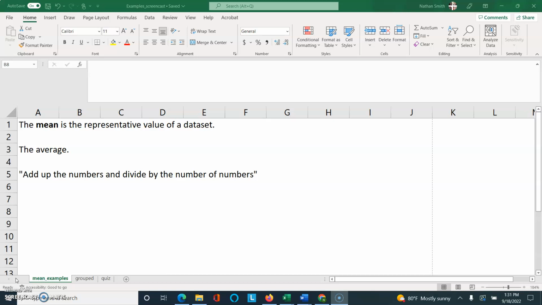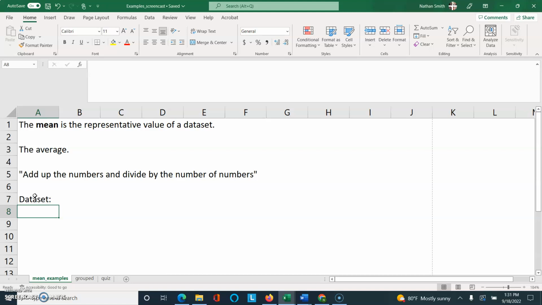So what is this concept that we call the mean? The mean is really just the representative value of a given data set. Think of it as the average. What you do in your data set is you add up the numbers and you simply divide by the number of numbers. So let me give you a very simple data set.